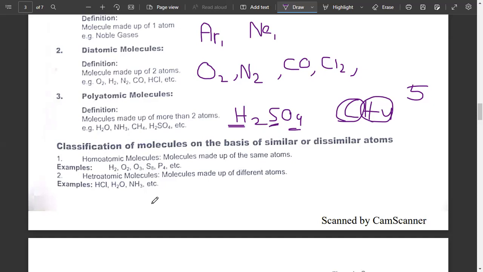Heteroatomic molecules क्या होते हैं? Molecules made up of different atoms. ठीक है, you can relate them with polyatomic atoms. Polyatomic molecules or heteroatomic molecules are relatively the same. The atoms must be different. HCl contains hydrogen and chlorine. H2O contains hydrogen and oxygen. NH3 contains nitrogen and hydrogen.